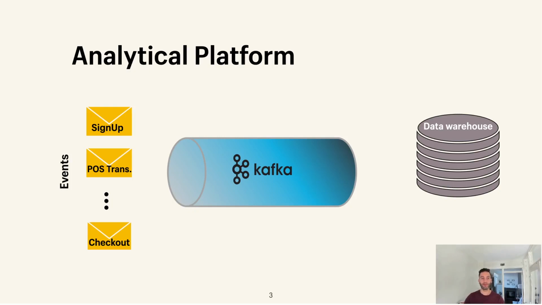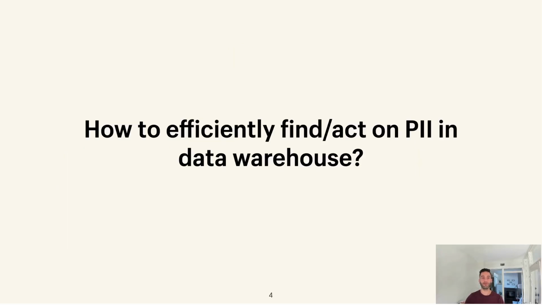This is a general overview of how our analytical platform used to look in the past. So there were a lot of events getting fired from across our platform. They would go through our messaging pipeline and get persisted into our data warehouse, where our data analysts could use them for their analysis. So you may be wondering, why am I telling you about this? It has to do with what you find if you take a closer look inside our data warehouse. It turns out these events oftentimes contained personally identifiable information, or PII for short, and we needed a way to be able to efficiently find and act on PII in our data warehouse.